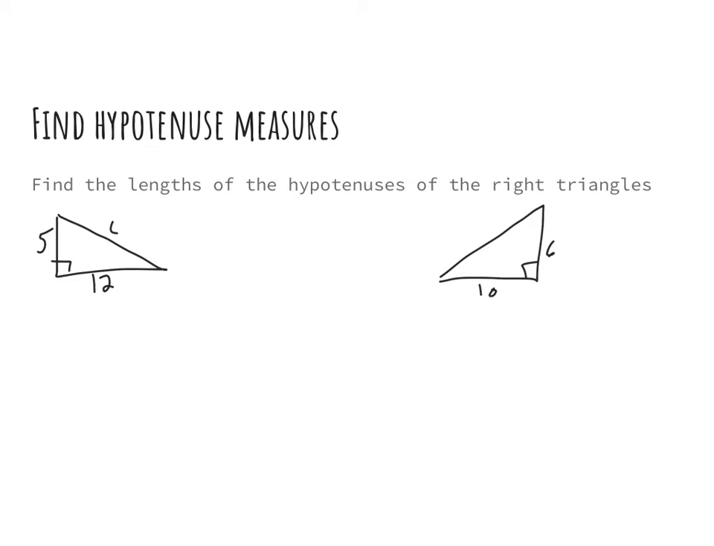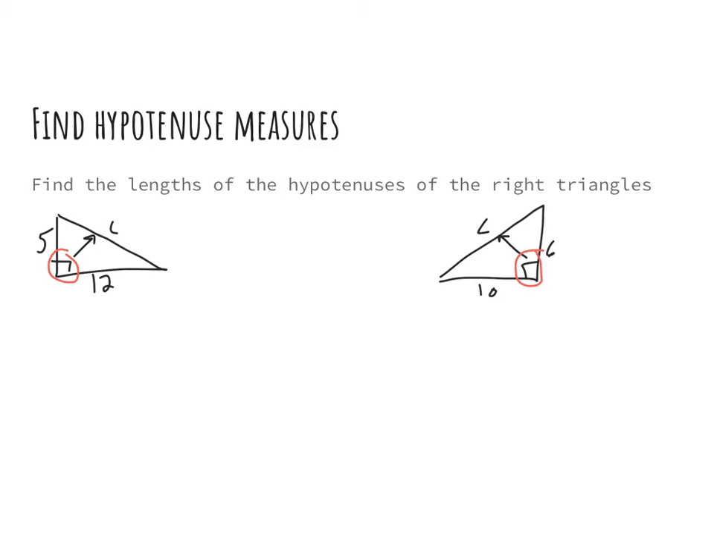First thing we're going to do is find the missing hypotenuse lengths. The hypotenuse is always the side that's across from the 90-degree angle. So here and here. We know that it's a right triangle because of this symbol right there. That means it's a right triangle.